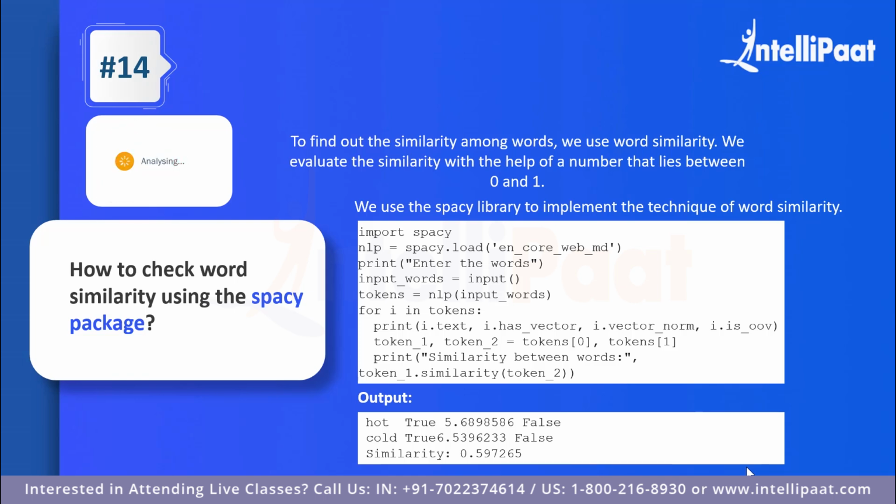When we get the similarity, the value is between 0 and 1, so you can see it over here, 0.597265. This shows us the extent of similarity between the words. So this is about how you can check the word similarity using the spaCy package.